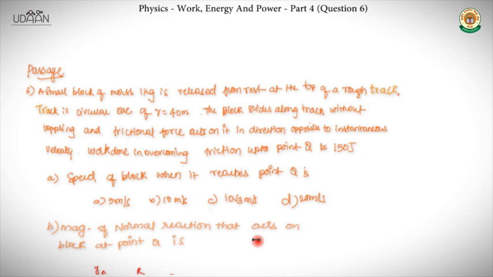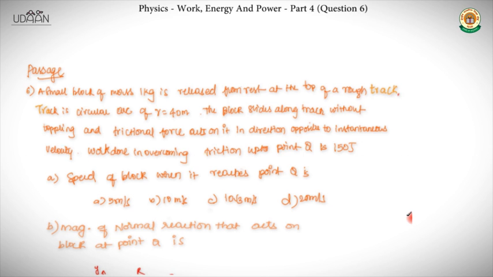So we've come to problem 6, and it is a passage type question. It says a small block of mass 1 kg is released from rest at the top of a rough track. The track is circular and the arc is of radius 40 meters. The block slides along the track without toppling, and frictional force acts on it in direction opposite to instantaneous velocity.